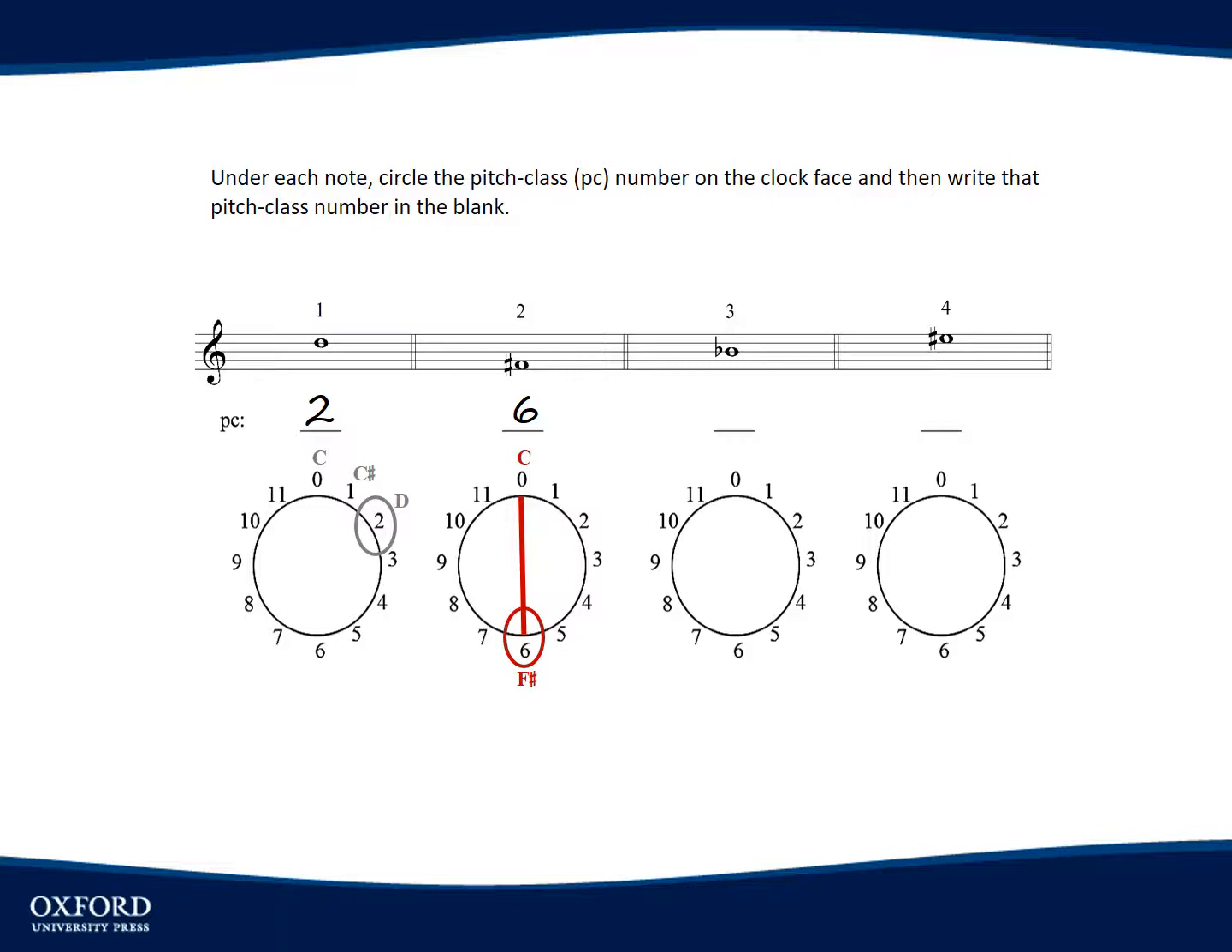Another way to think of it is that the tritone is the halfway point of the octave, and since there are 12 notes per octave, the halfway point would be 6. Let's move on to problem 3.